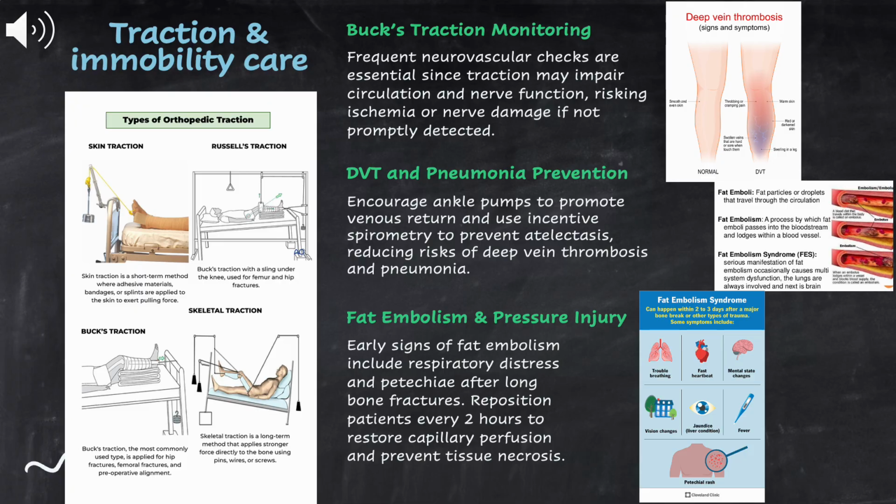Always assess pulse, color, temperature, movement, and sensation. Early detection prevents ischemia and permanent nerve damage. Next, deep vein thrombosis and pneumonia prevention. Immobility increases the risk of blood clots and respiratory complications.